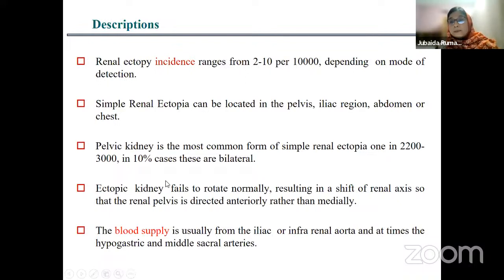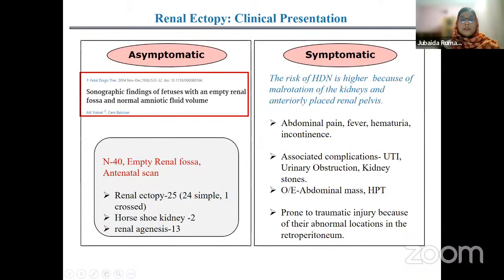But when patients present with thoracic ectopy, they have a subdiaphragmatic hernia. The blood supply we get from the iliac and infrarenal aorta, and sometimes from the hypogastric and median sacral artery. Renal ectopic patients are also often asymptomatic, so usually we diagnose them from the antenatal period.